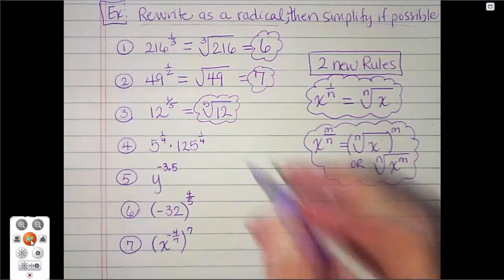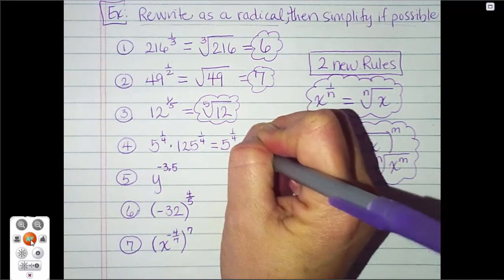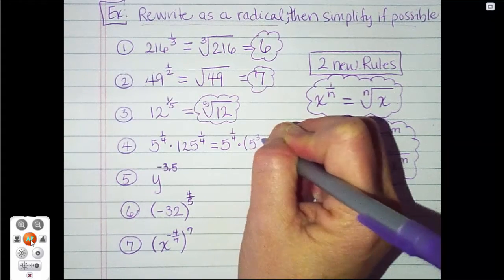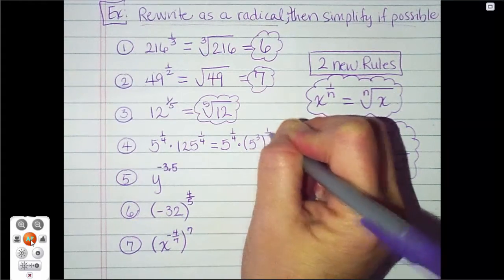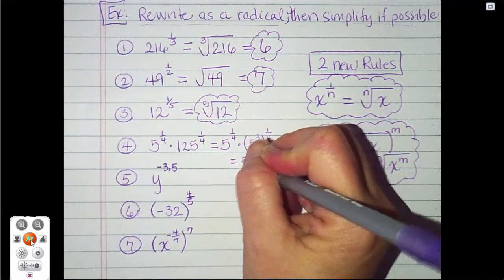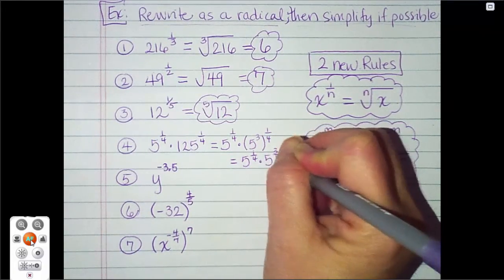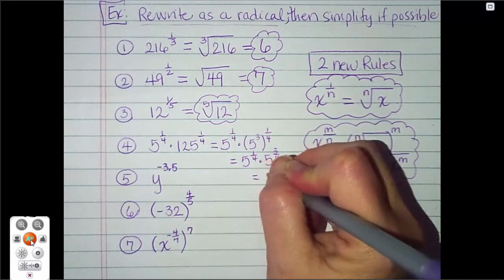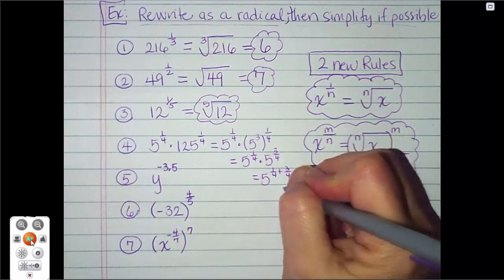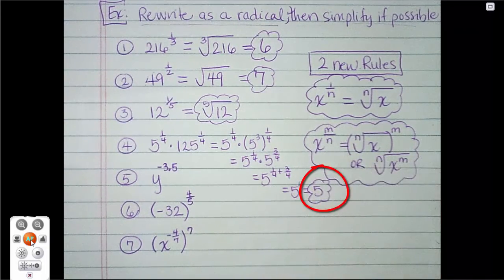Now in number 4 you want to remember your other exponent rules to help you simplify. So I'm going to leave 5 to the 1/4 alone for now, and I'm going to rewrite 125 as 5 cubed, and that's all raised to the 1/4. Yesterday we reviewed our exponent rules, and I know that 5 cubed to the 1/4 is 5 to the 3 times 1/4, or 3/4. Now I have like bases, so I add my exponents. I have 5 to the 1/4 plus 3/4, which is 5 to the 4/4, or 1, or just 5.